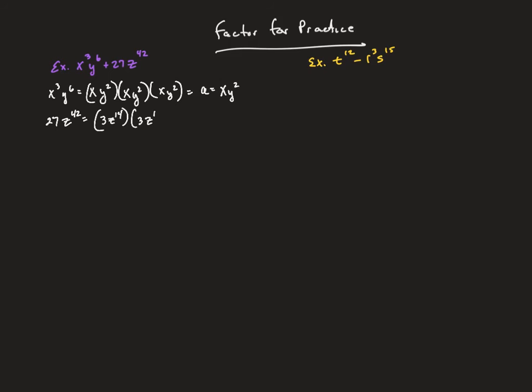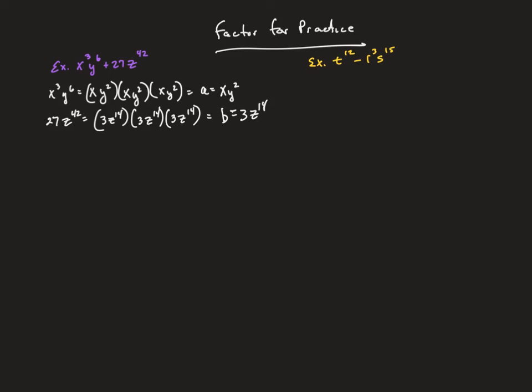3 times z to the 14th times 3 times z to the 14th. And of course that means that b is going to be 3 times z to the 14th, because again, I was looking for 3 identical factors. 3 times 3 times 3 is 27, and z to the 14th times z to the 14th times z to the 14th should be z to the 42nd, using my exponent rules. When multiplying like bases, we add the exponents.